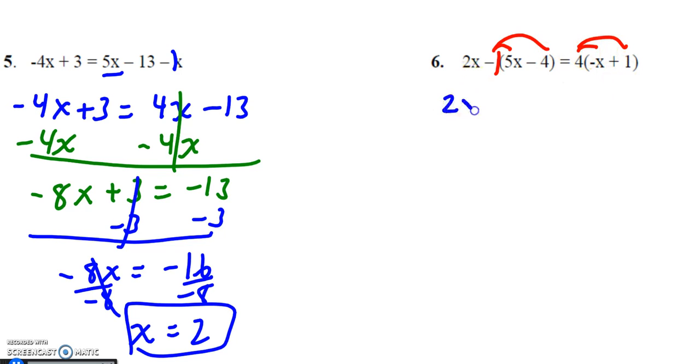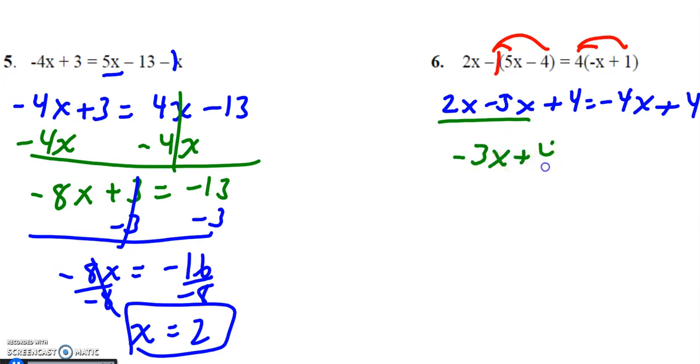So 2x carries down. -1 times 5 is -5x. -1 times -4, please be careful with the double negative, is a +4 equals, distribute here, 4 times -1x technically is -4x. 4 times 1 is 4. Let me definitely simplify this side. Here are my like terms. 2x minus 5x is -3x plus 4 equals, nothing I can do over here, -4x plus 4.